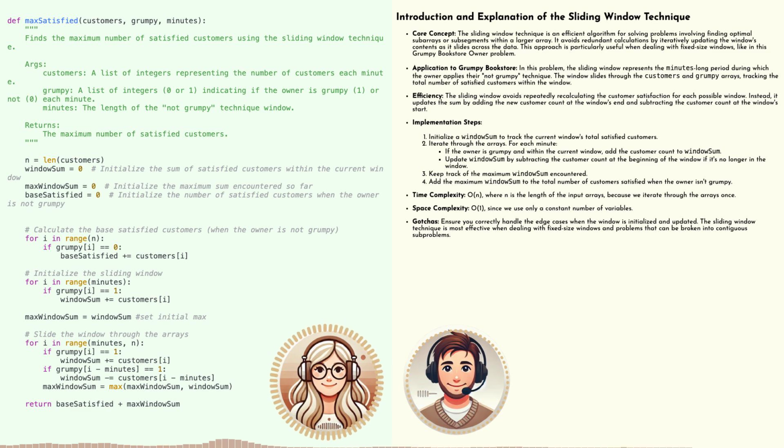Absolutely. Let's say that not grumpy period is 3 minutes long. Our window starts at the very beginning of the day, covering the first 3 minutes, and we just figure out how many grumpy customers were there in that initial window. Now we slide the window 1 minute to the right. We only have to subtract the customer count from that first minute. It's not in the window anymore. And then we add in the count from the fourth minute because that just entered the window. I see. We're adjusting for the minute that went out and the minute that came in.